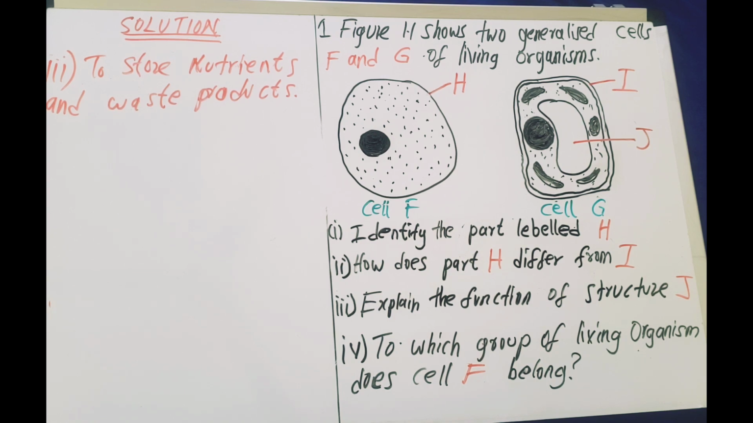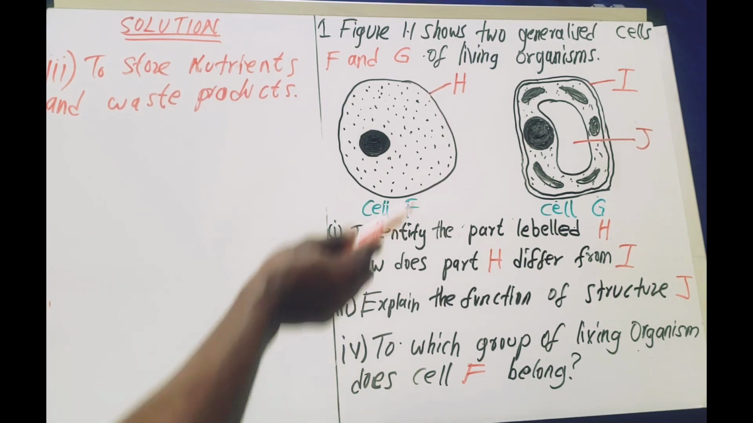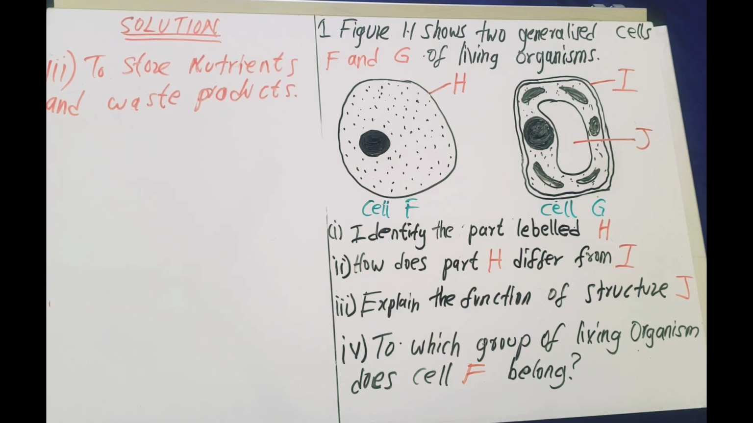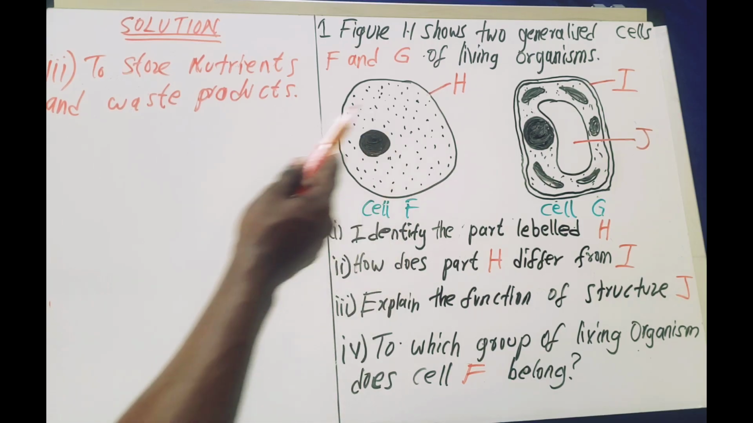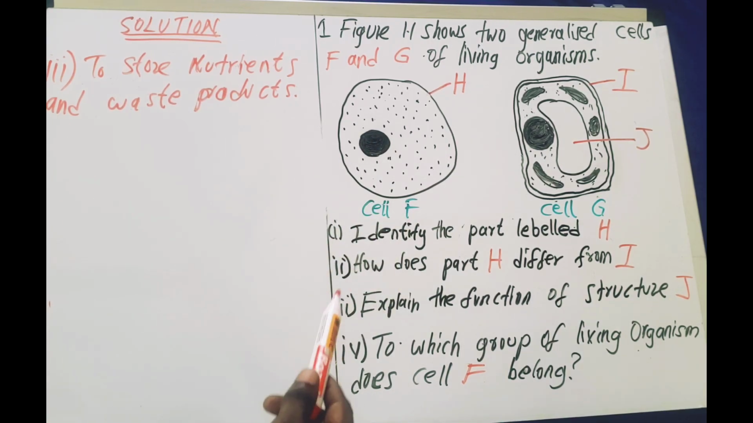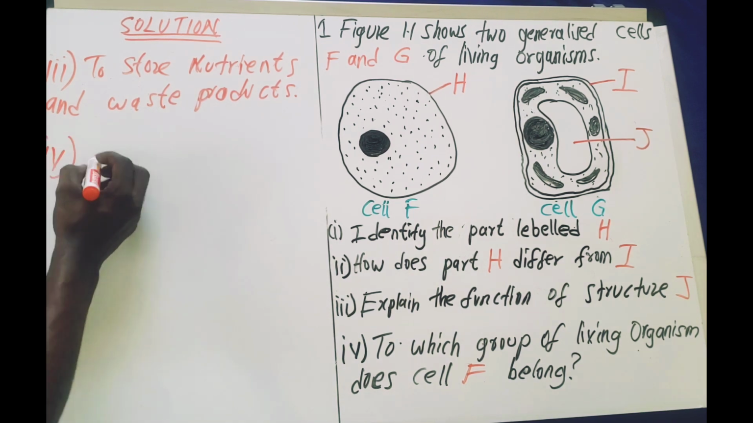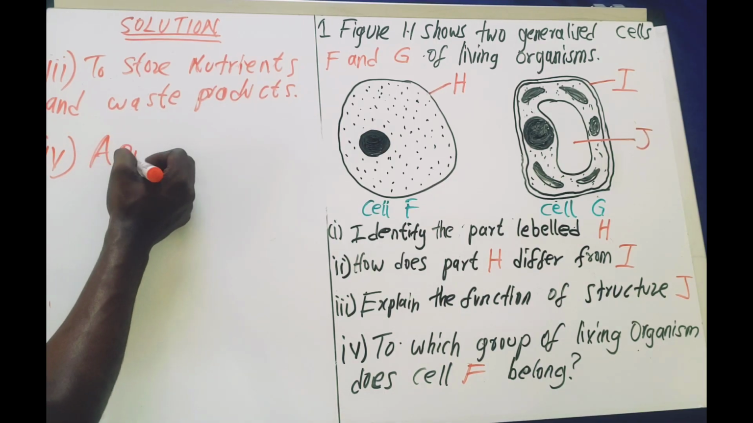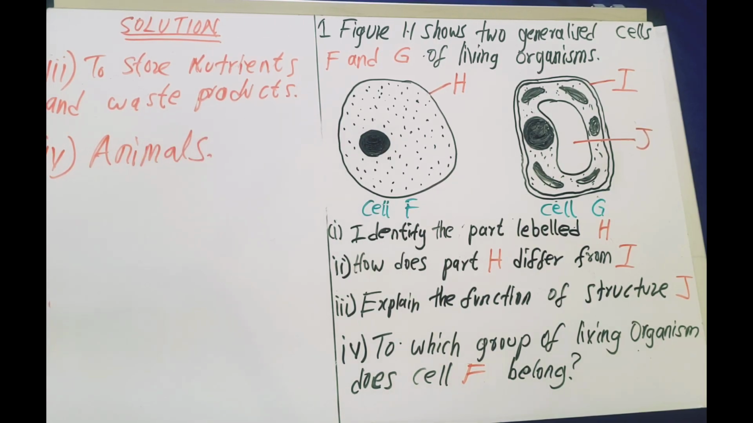Okay, then the last question, to which group of living organisms does cell F belong? This cell, which group of living organisms does it belong to? Okay, so like I said, what's the name of cell F? Well, cell F is an animal cell, meaning the group of living organisms to which it belongs has to be animals. So this is the last question. So cell F belongs to animals. Yeah.